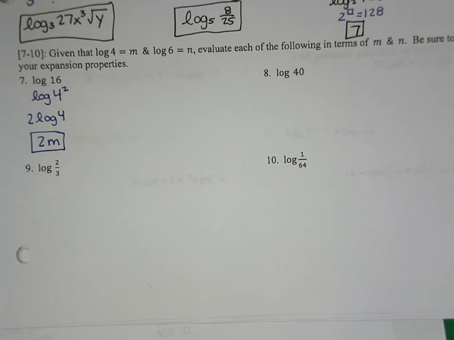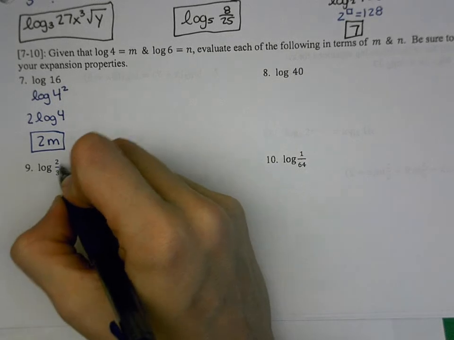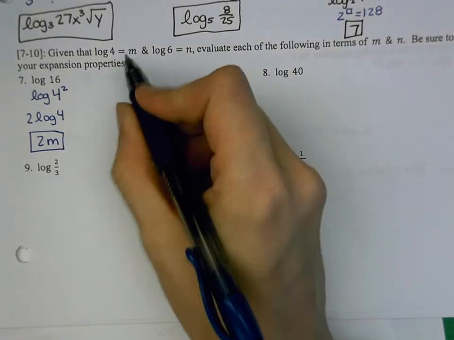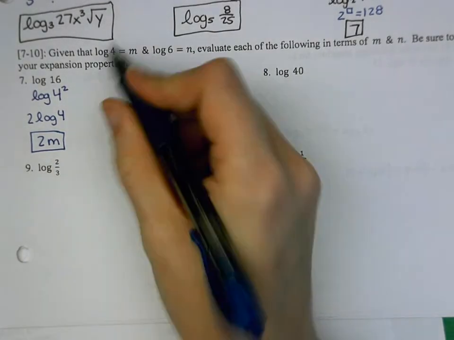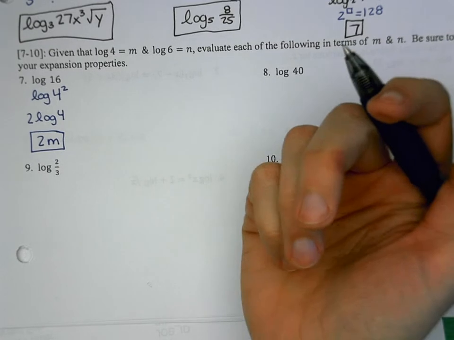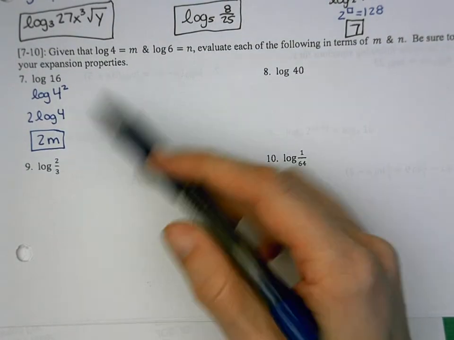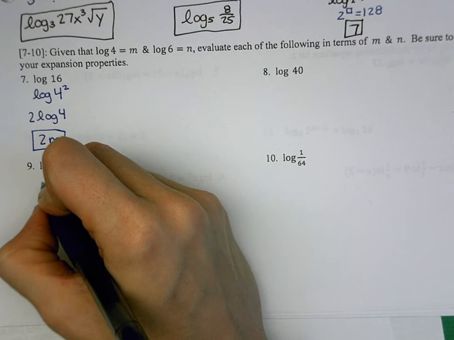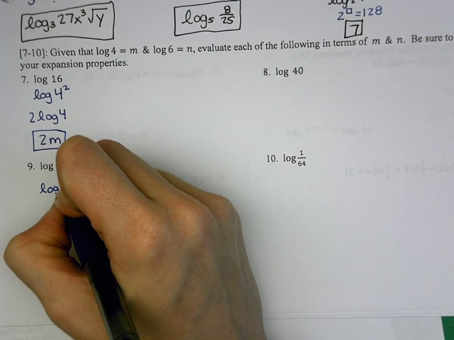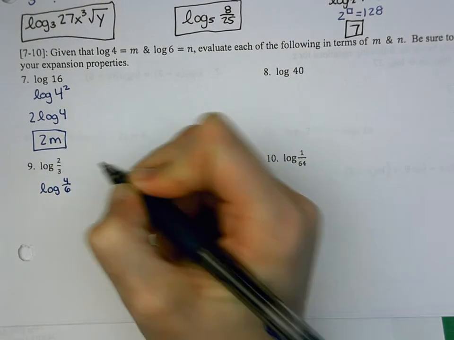Okay, number 9. We have log base 10 of 2/3. Can I somehow rewrite this as a 4 or a 6 using math facts or logarithmic properties? Okay, well, I know that to get 2 to be 4, it would be very nice if it was twice as much. Well, lo and behold, what would that do to 3? If I made it twice as much, it would make it 6. And so using my basic math facts, I'm going to go ahead and rewrite this as 4/6.